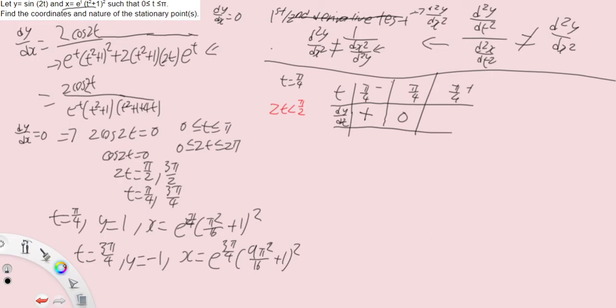Now, if t is slightly more than pi over 4, 2t will be slightly more than pi over 2. As such, it's in the second quadrant, and in the second quadrant, cosine is negative, so the numerator will be negative, the denominator is always positive, that's why it is negative. This will become a maximum point. So over here, this will be the maximum point, so in order to write down the statement, (e^(pi/4) (pi squared + 16)/16), this is the same as (pi squared over 16 plus 1) squared, bracket 1, is a maximum point.